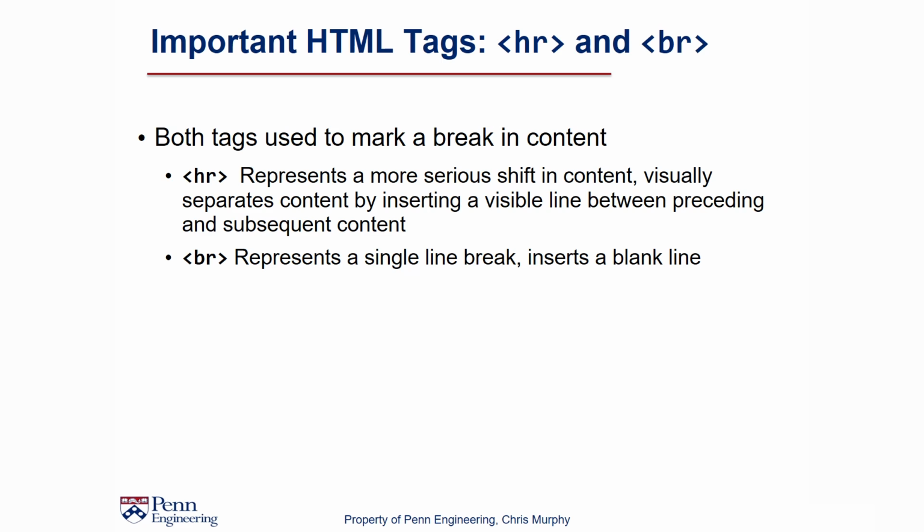The HR tag is to indicate that there's some serious shift in the content. We're separating different parts of the content, and that'll render a horizontal line. The BR tag would be a line break where we want to make sure that there's just some white space between the different parts of the content.